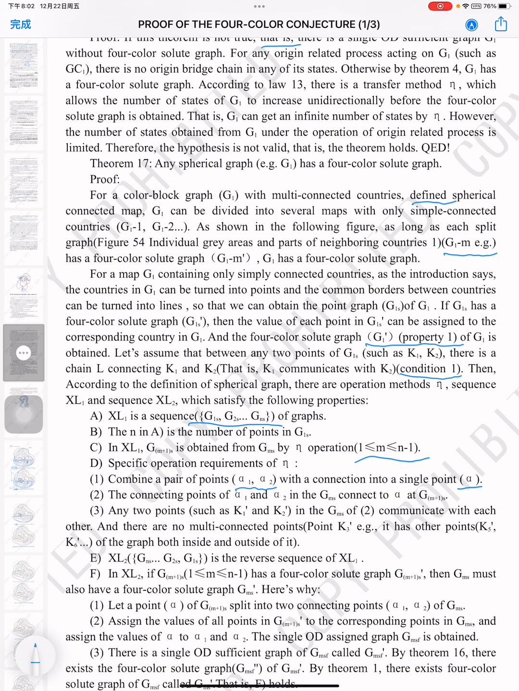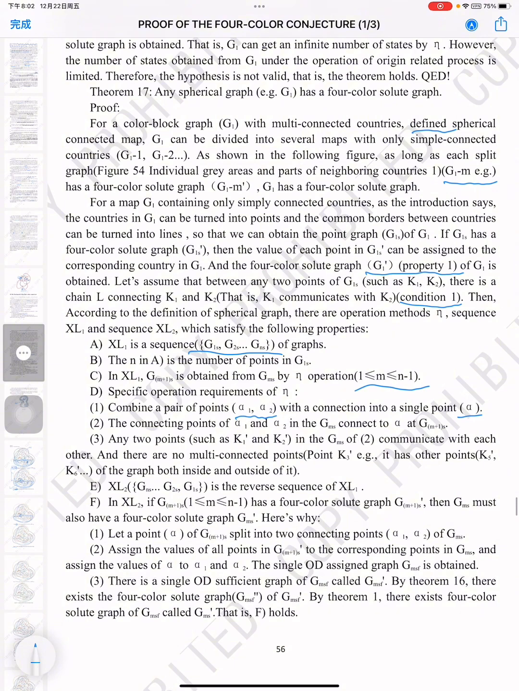E. XL2 is the reverse sequence of XL1. F. In XL2, if Gm at 1s has a four-color solute graph Gm at 1s apostrophe, then GMS must also have a four-color solute graph GMS apostrophe. Here's why.